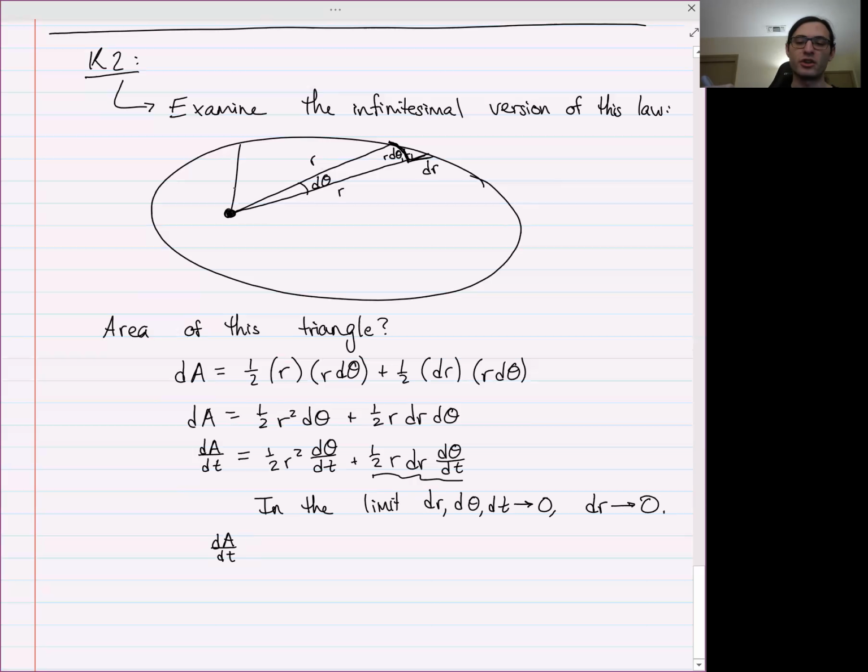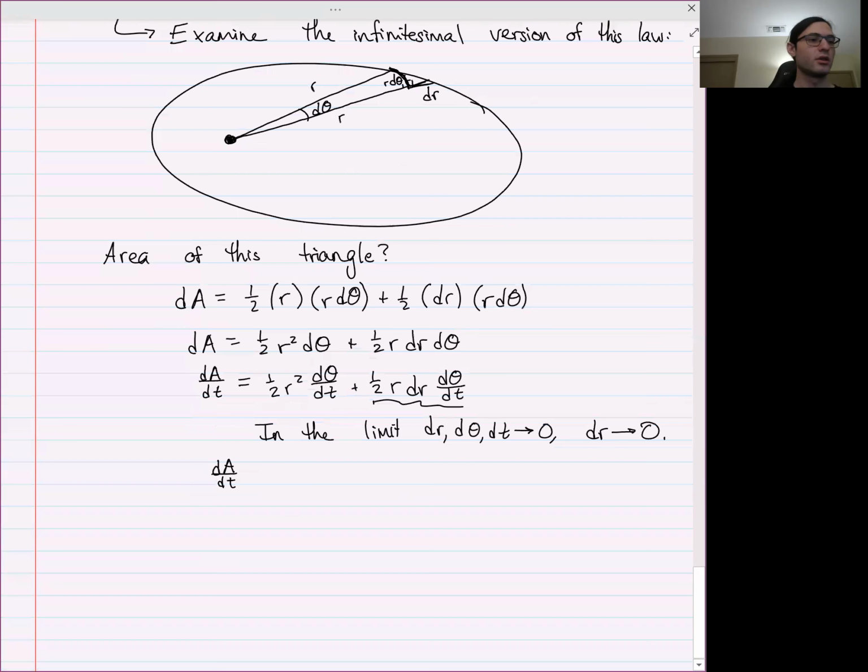So imagine you're here. After a little bit of time, it's this big. After an even longer time, it's this big, and so on, right? That area increases as time passes. So the time rate of change of that area is just 1/2 r squared dθ/dt. And so dθ/dt, that is just the angular velocity, right? So this is 1/2 r squared omega.